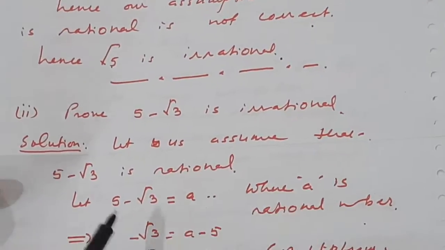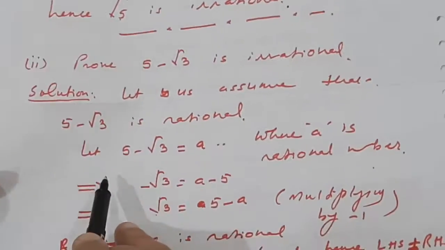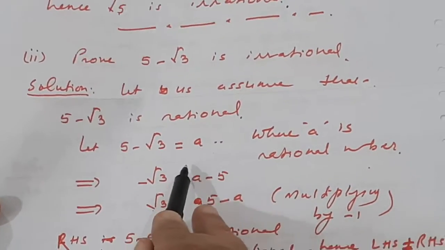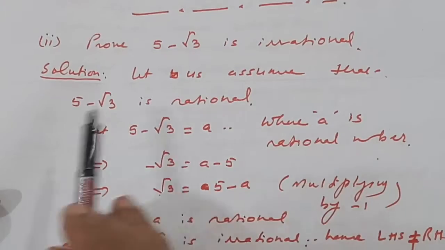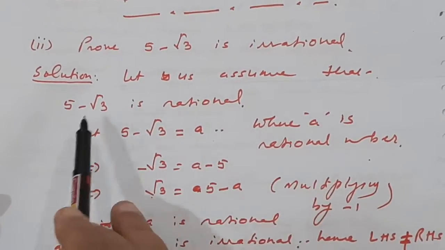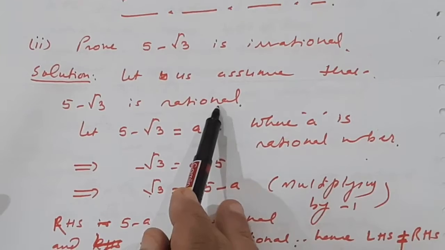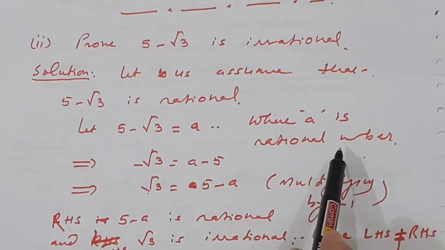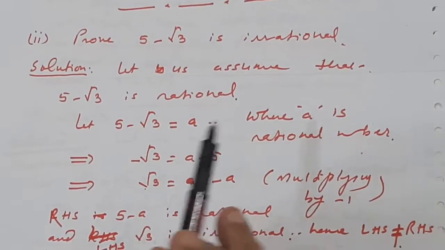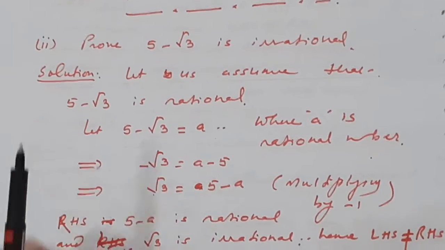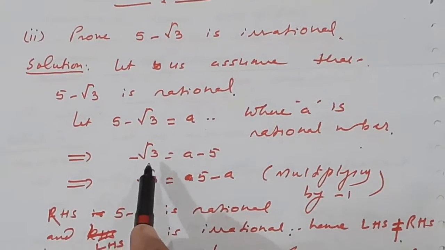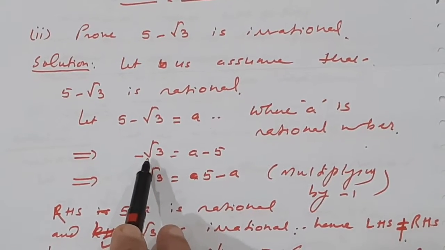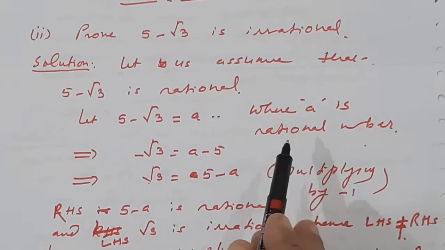Now I have taken the second example. This is easier and simple it is. I am not taking a upon b. I am taking only a. You can take a upon b also, but that becomes rather confusing. So let us assume that 5 minus root 3 is rational. Let 5 minus root 3 is equal to a, where a is a rational number. Now what we should do? We should arrange the numbers in such a way that one side should be the root form, that is irrational number, and the other side should be rational.